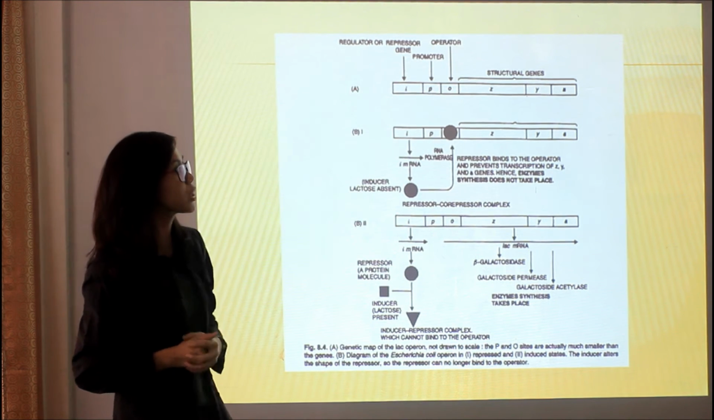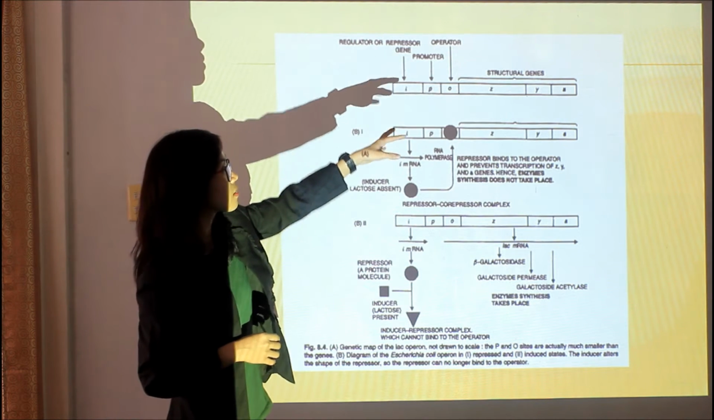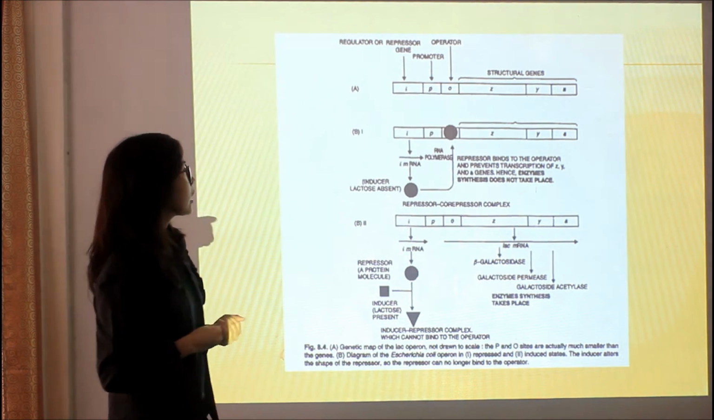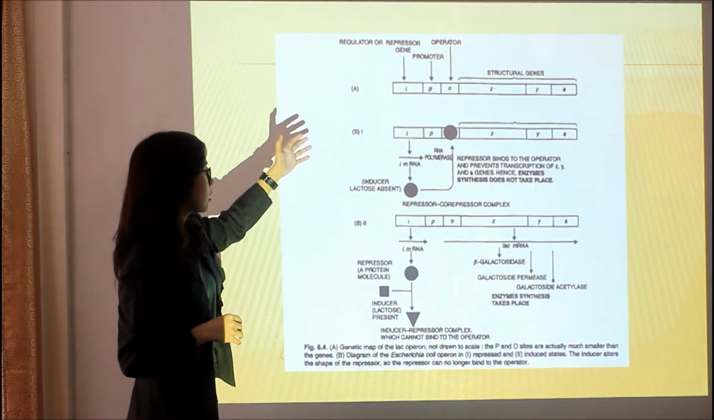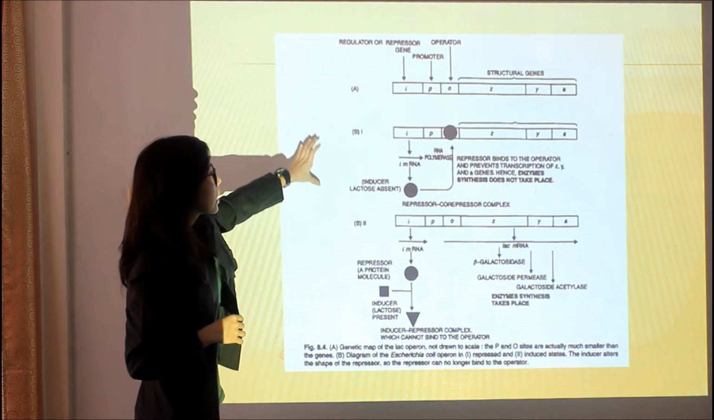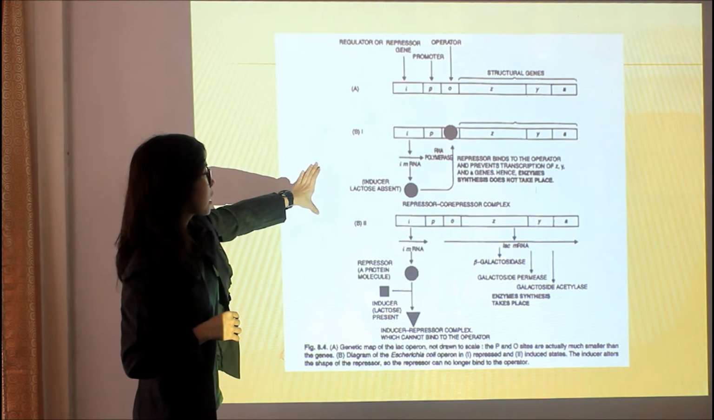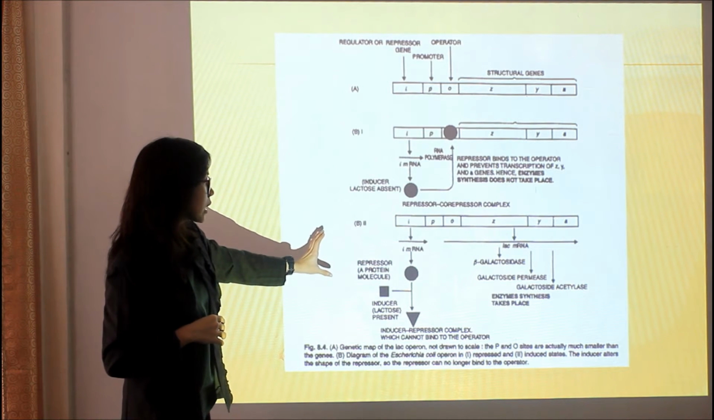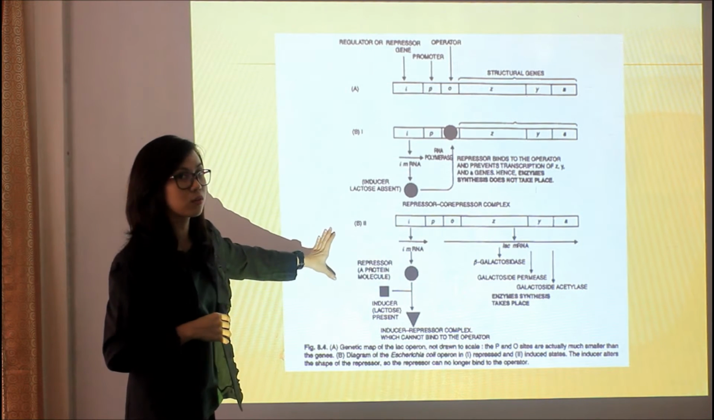The structural genes are the LAC-Z, LAC-Y, and then the LAC-A. In site A, the Escherichia coli operon is repressed. And in site B, the operon is induced.